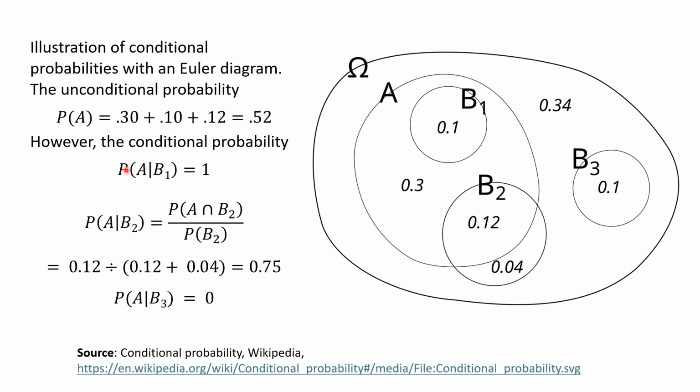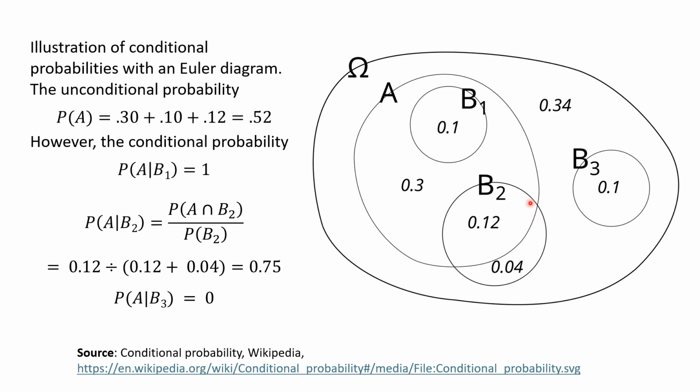Then the probability of A given B1, well, if B1 occurs, then we're sure that A is going to occur because A includes B1, so that's more of a logical deduction here that this is 1. Then the probability of A given B2 is a little bit more complicated because part of B2 is outside of A. So using our definition, we take the probability of A and B2, so that's this intersection, that's 0.12, and then we divide by the probability of B2, which is this whole thing here.